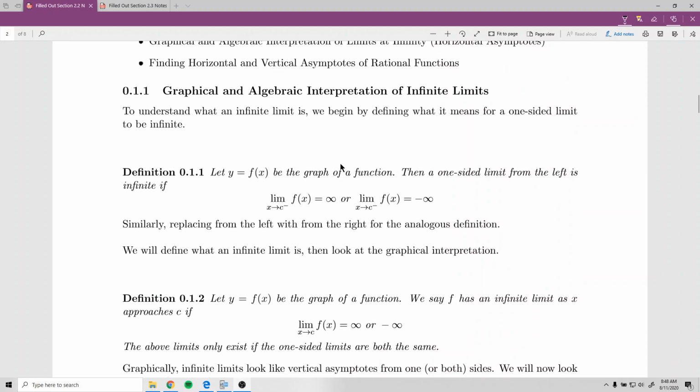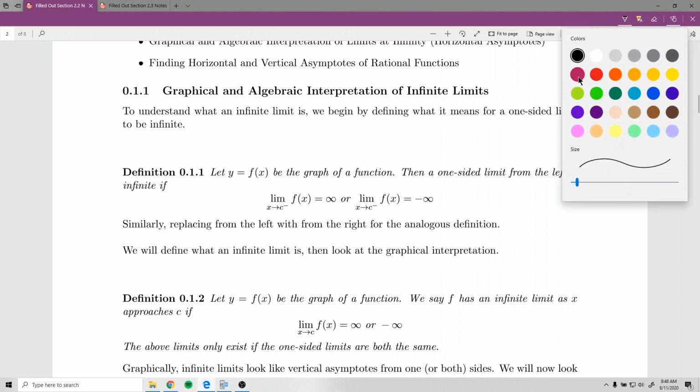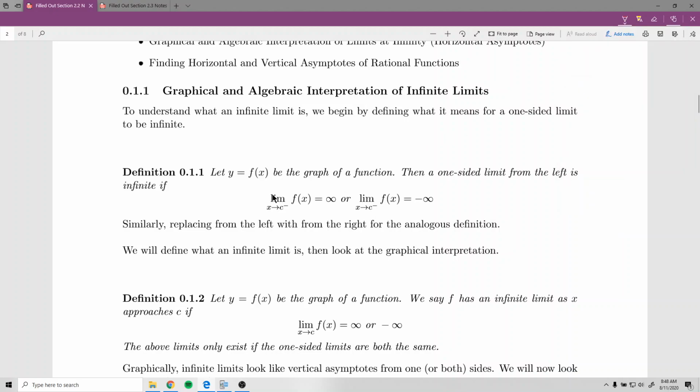So the first section is dealing with infinite limits. What do we mean? What is an infinite limit? Well, an infinite limit is when you have a limit that's infinity or negative infinity. So the definition here, let y equal f(x) be the graph of a function. Then a one-sided limit from the left is infinite if, so you see the one-sided limit from the left, our left being the exponent looking minus sign there, if we get infinity or negative infinity for the limit.